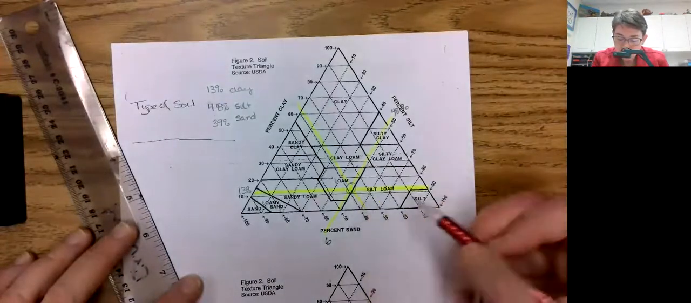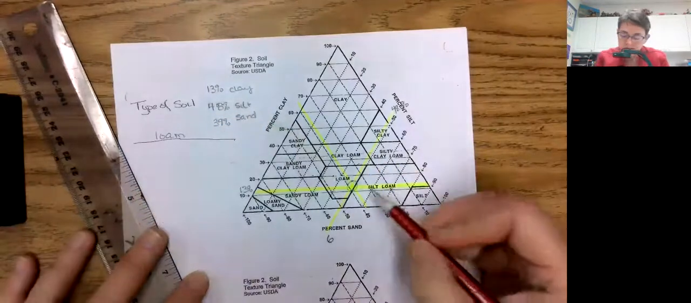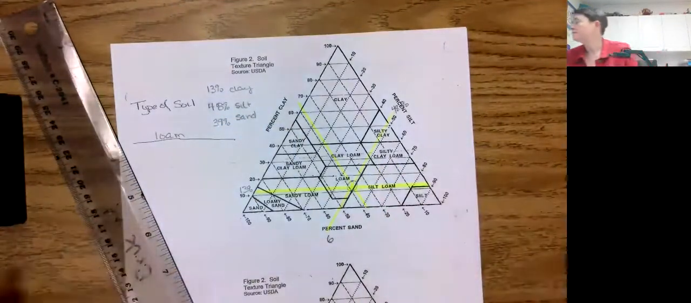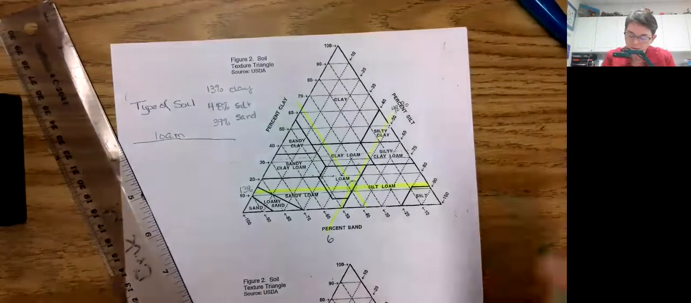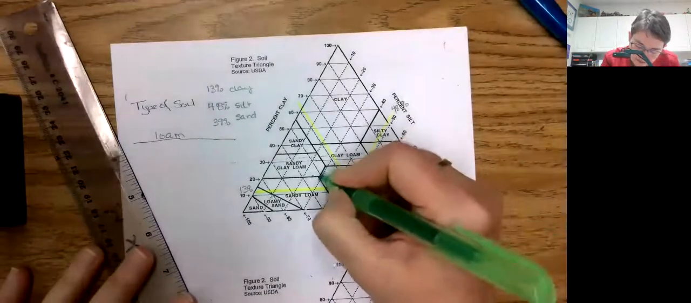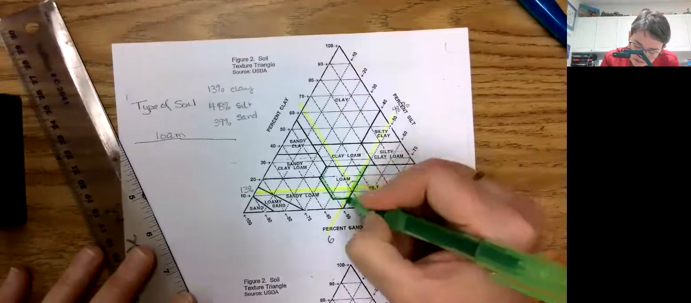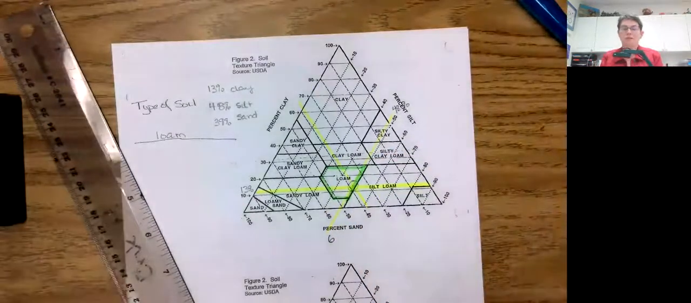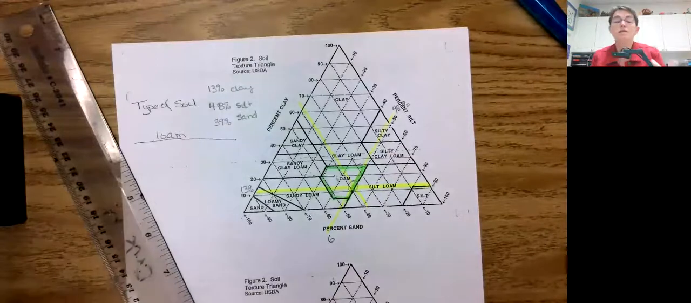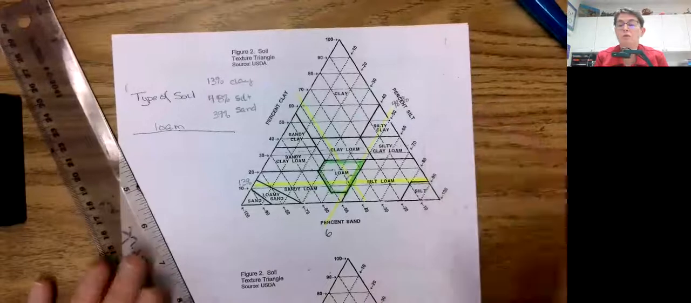So this would be a loamy soil because it's in this area. Hold on a sec. Okay, so this area is loam, and it's within that little box. So that's one type of question. That's the simplest one. Basically, can you use the triangle?